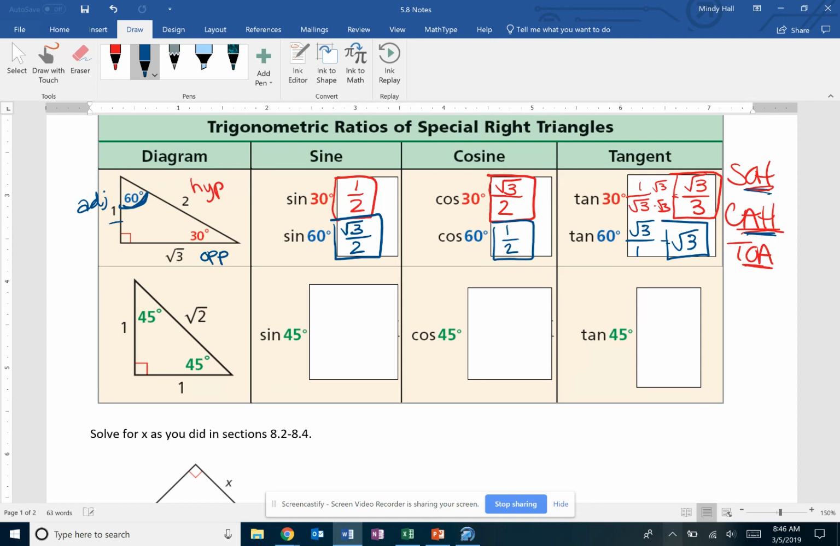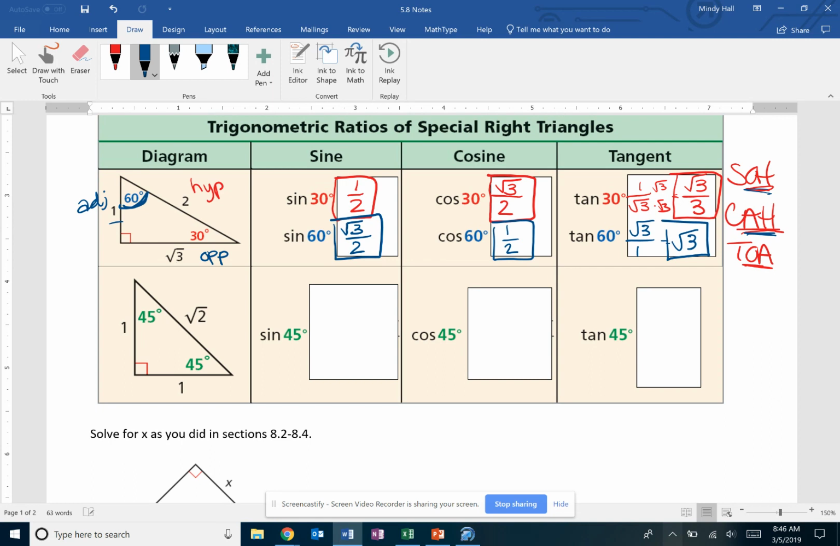Okay, now you're going to want to be able to remember these trig ratios for these special right triangles. And I do have a trick using your hand that can help you. So I'll probably end up making another video to kind of lay all that out there to make it a little bit easier for you, but that'll come later.